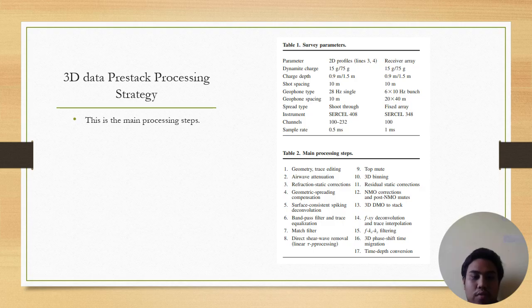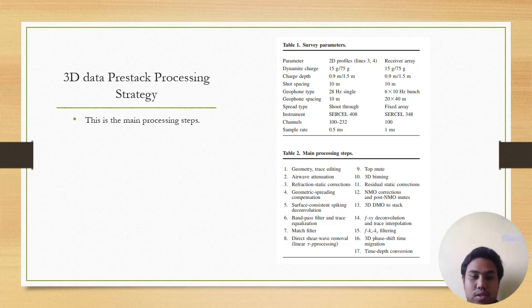Okay, for the 3D data, now the processing technique. This is the main processing technique, conducted in the paper published, which is the main survey parameters. As you can see, this is the parameter for the 2D profiles and the receiver array, which is for the 3D profiles.